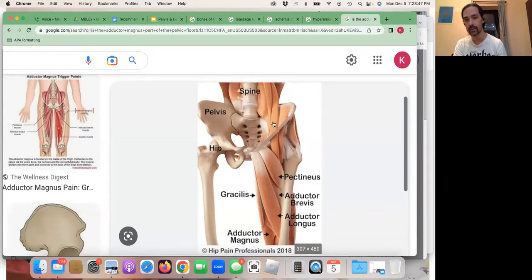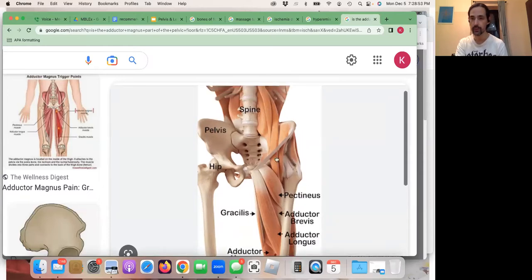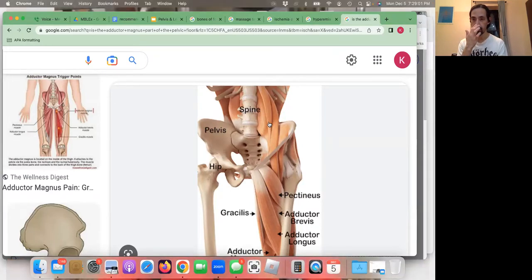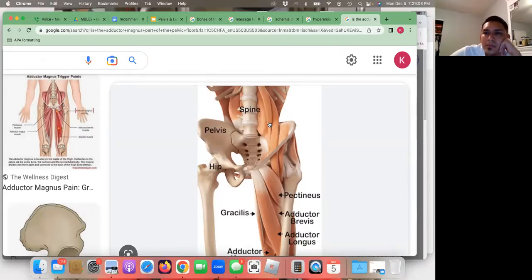Okay, so we've got these muscles out of the way. There's one on the side here that's the tensor fasciae latae. We'll talk about that another time. But for the most part, all of these soft tissues are out of the way. No longer a mystery, no longer confusing. Raise your hand if it's still unclear.